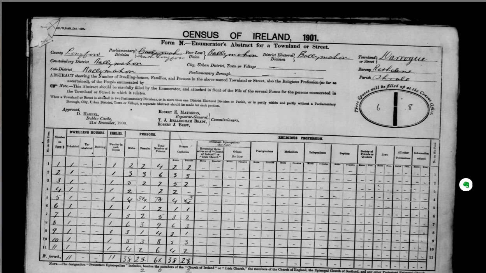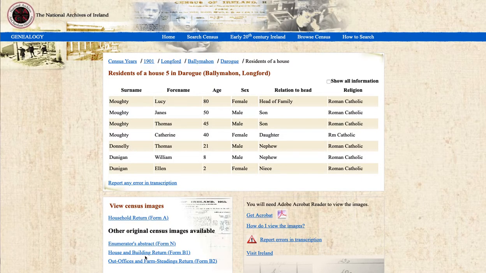in the household. There are 4 males, 3 females, for a total of 7 people in the household, and they're all Roman Catholic, as it appears that all of the people in this particular townland were. So that is just sort of an overview of the information for that particular locality.